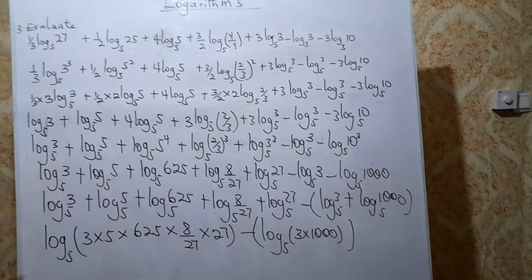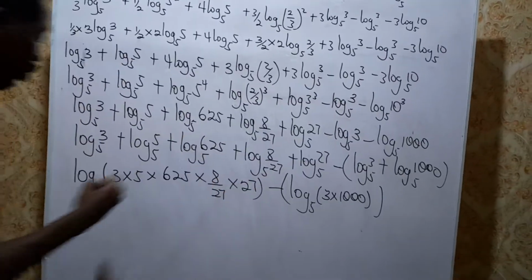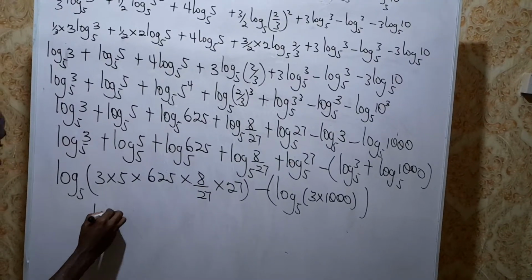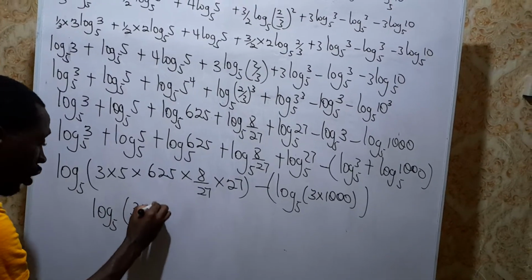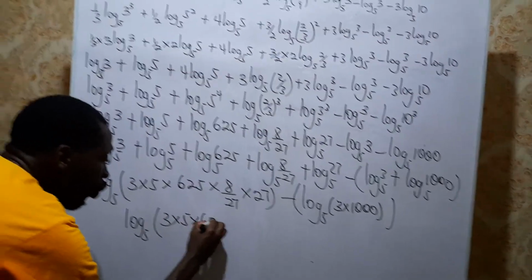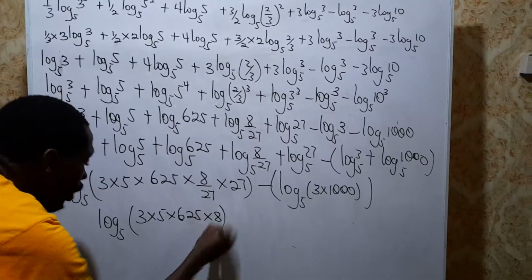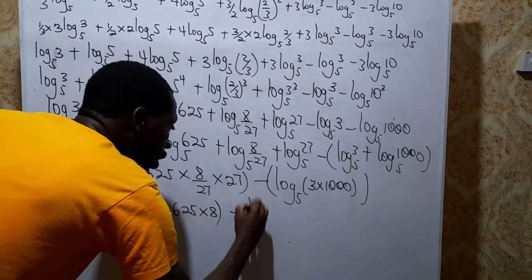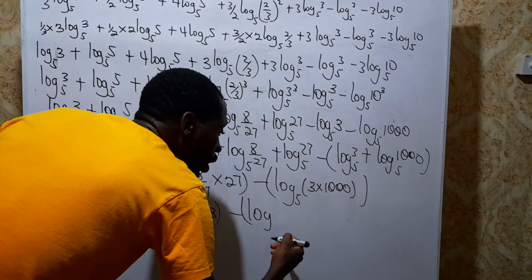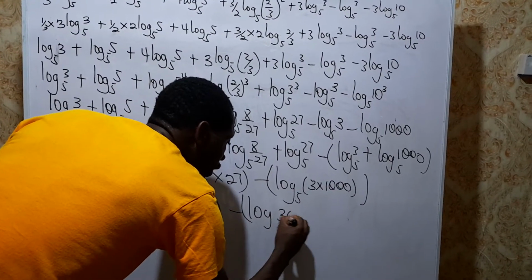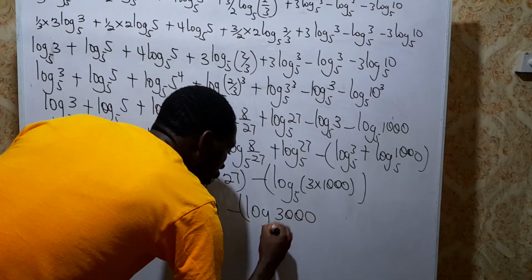Now what do we do? We see this 27 can divide that 27. What's left? We're left with log of 3 times 5 times 625 times 8 base 5, then minus log of 3 times 1000, which will be 3000, base 5.